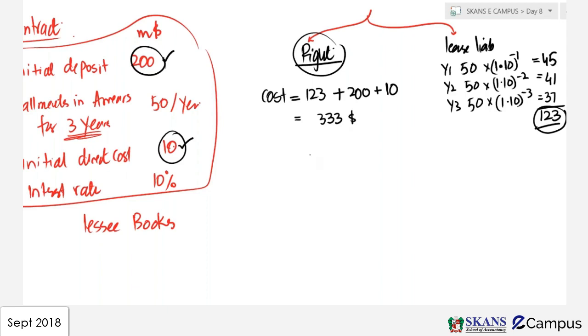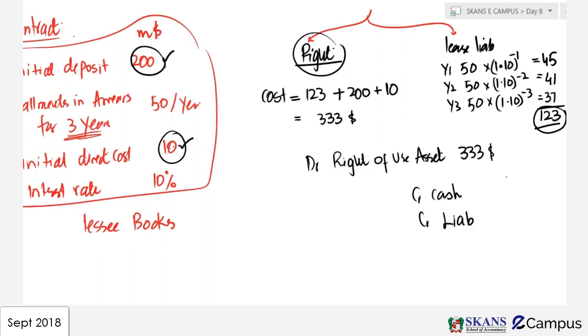Now we are going to book the journal entry. Debit is right of use asset. You have the right to use the plant or any asset. The value of this right is $333 million. Credit is going to be cash, and credit is your liability. And what is the lease liability? It is 123. So we are going to write 123. And what is cash paid, guys? This 200 is paid, this 10 is paid. So it is 210, guys. So this is the journal entry that we have recognized.